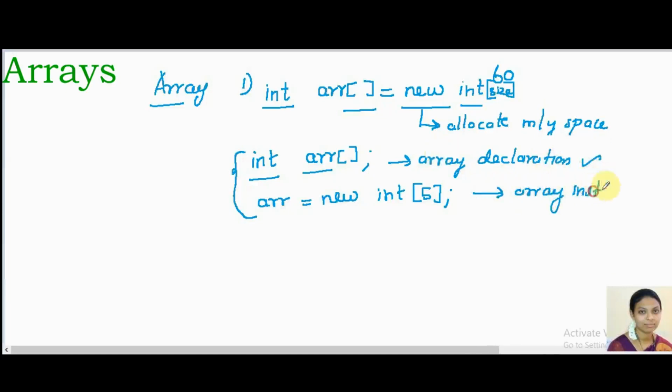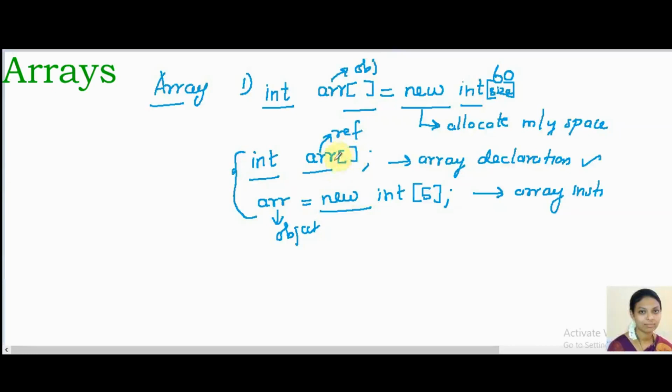Why is it called instantiation? Here only we are using the new operator to allocate the memory. So it is creating it as an object. This is called the array reference, and this is called the array object. But if we use the new keyword here itself, we can directly call it an array object. When we use the new keyword, that time only memory allocation is happening, right? At that time only you can say it is an object. Until then it is just an array reference.